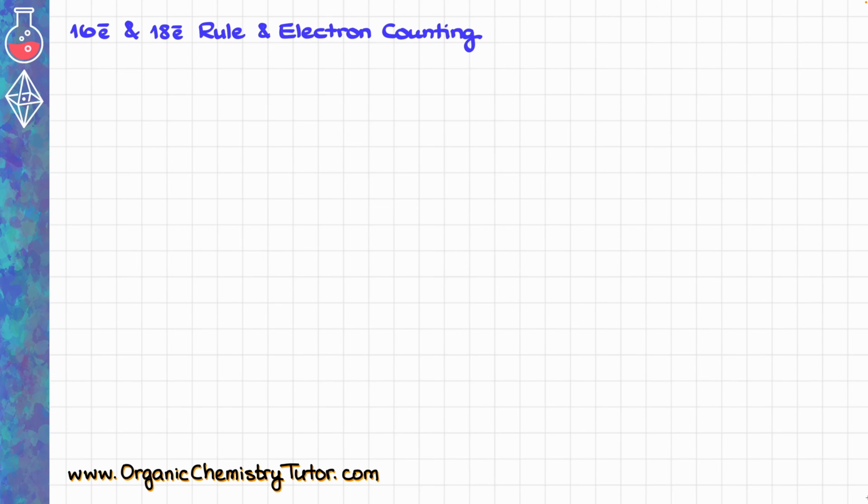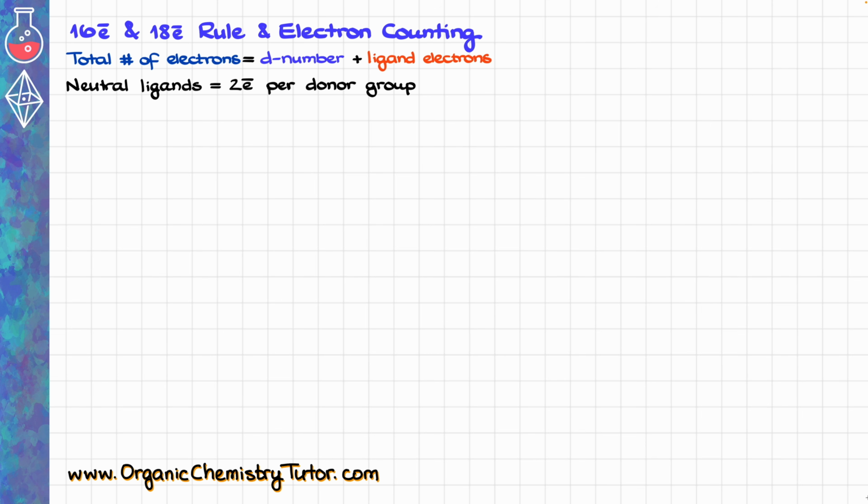Now, I've mentioned that we don't really use the d number within the scope of a regular introductory organic chemistry course, so where do we use it, if at all? And yes, we actually do use it in one place, and that is the electron count. So, let's talk about the 16 and 18 electron rule. The total number of electrons in the transition metal complex is going to be the d number plus the ligand electrons, the electrons that come from our ligands. Neutral ligands give us 2 electrons per donor group, like for instance this triphenylphosphine gives me 2 electrons, or ammonia.